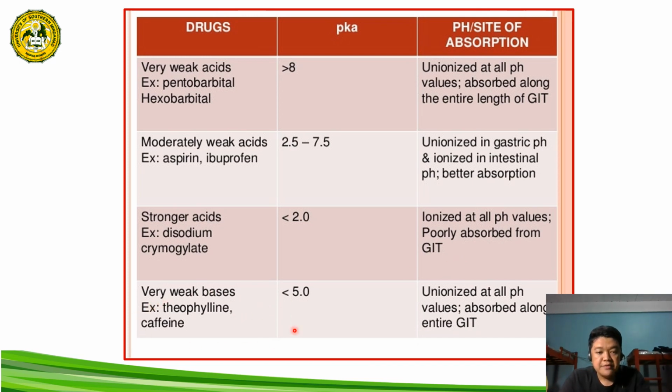How about our very weak bases, with a pKa value of less than 5? These drugs will be unionized at all pH values, and they will be absorbed along the entire length of the GIT.